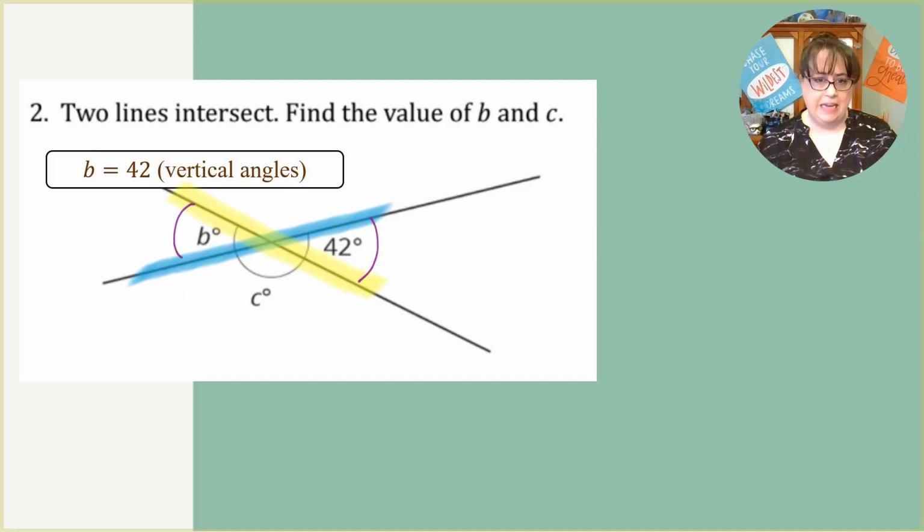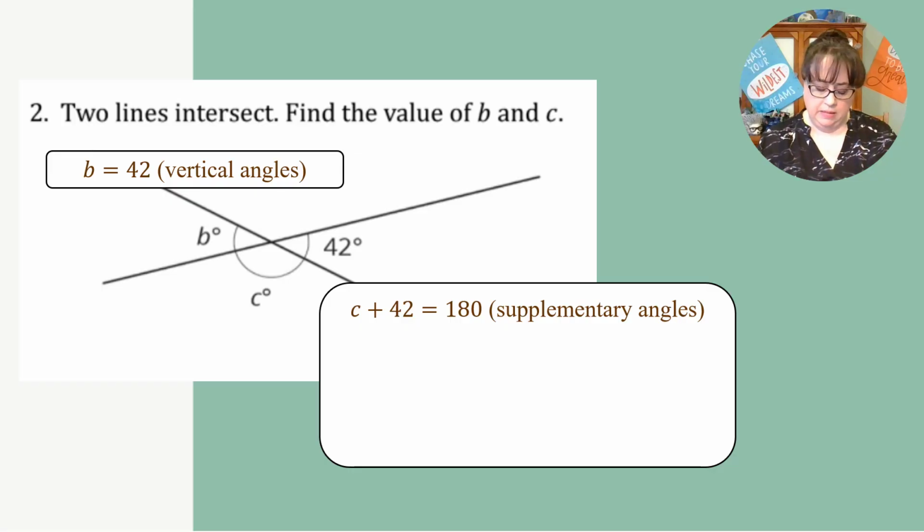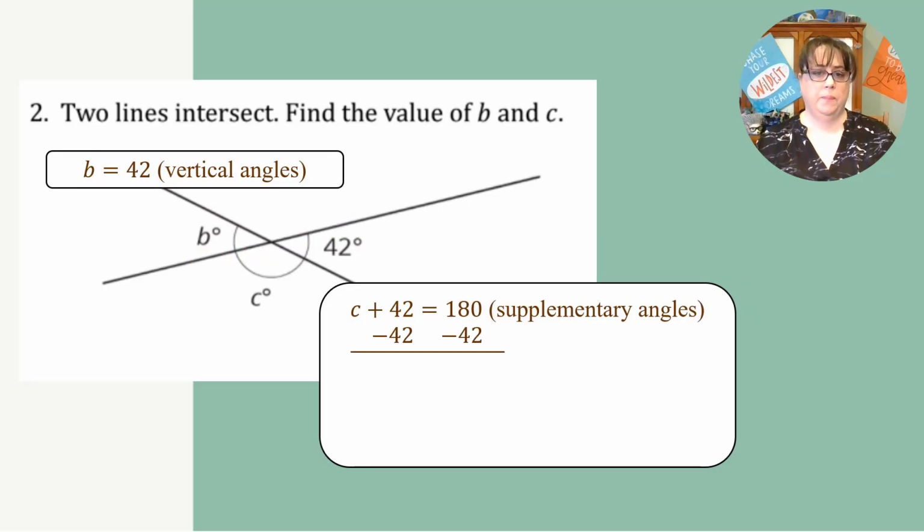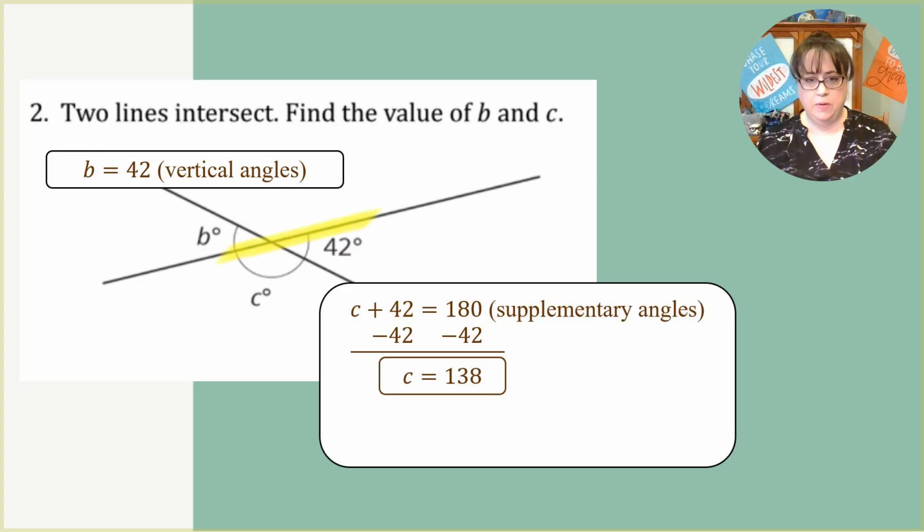We know that C lies on a straight line with 42. So what do we know about angles that lie on a straight line? We know that angles on a straight line are equal to 180. So by knowing that C is on a straight line with 42, we know that that is equal to 180. They're supplementary angles. Now we can solve this using our inverse operations. We're going to subtract 42 from both sides, and so C is now equal to 138. Again, that is all because we know that C was on a straight line with 42.